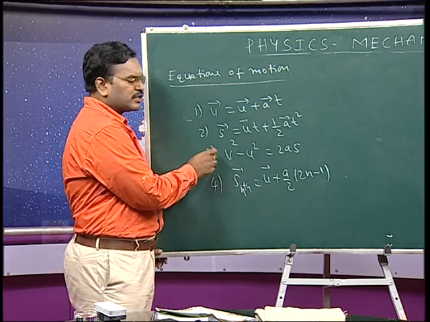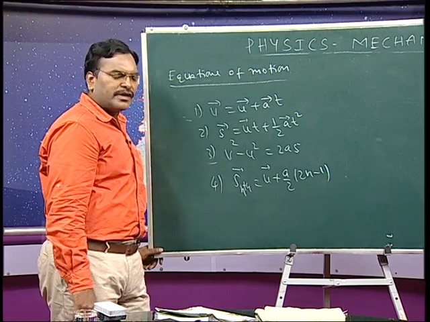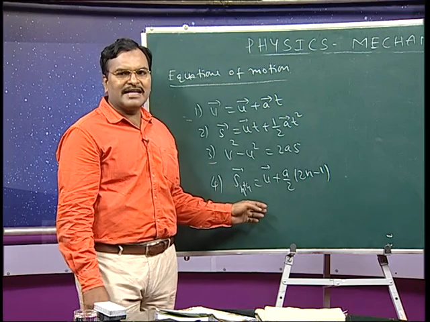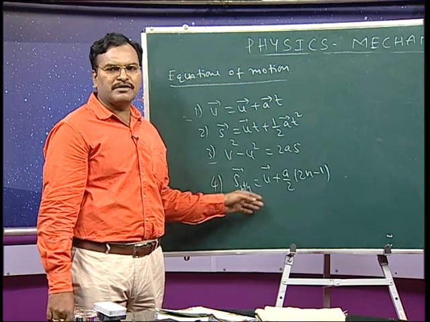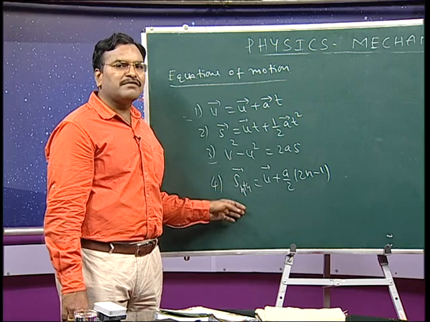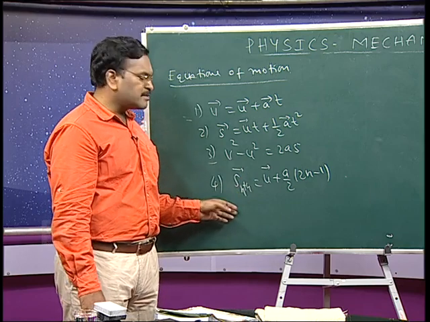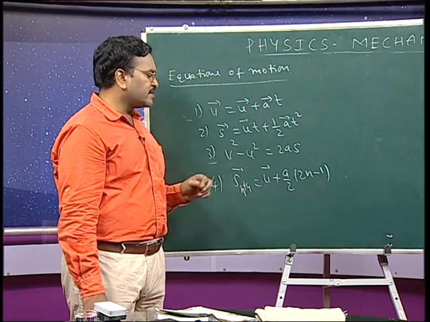What is the third equation of motion? V square minus U square is equal to what? 2AS. What is the fourth equation of motion? Sn is equal to what? U plus A by 2 into (2n minus 1). What is Sn? Displacement of a body in a particular nth second.